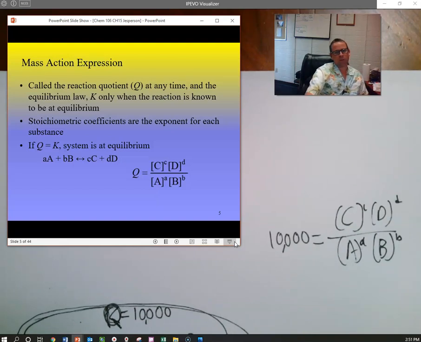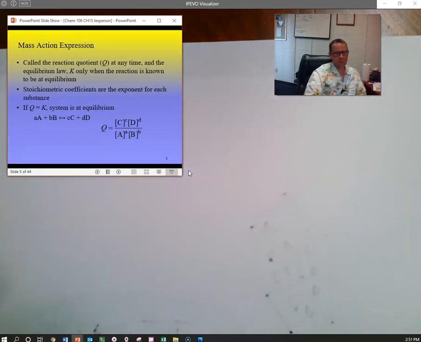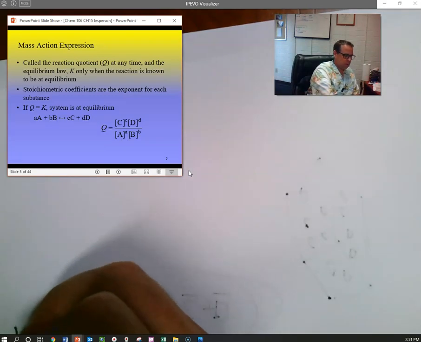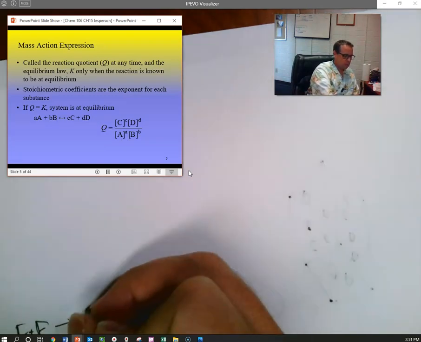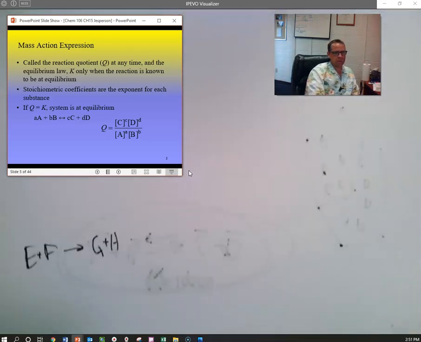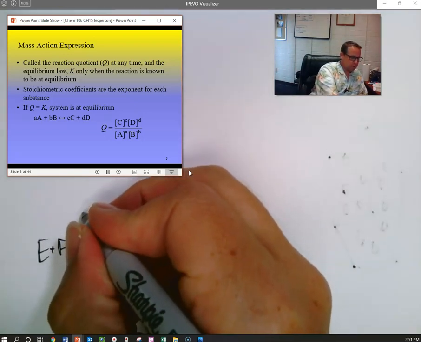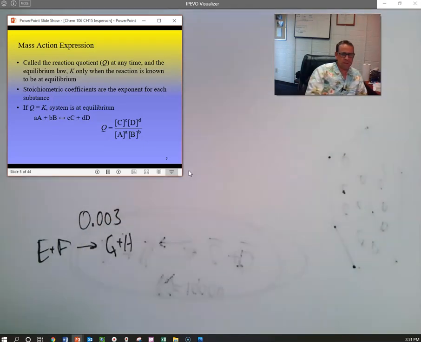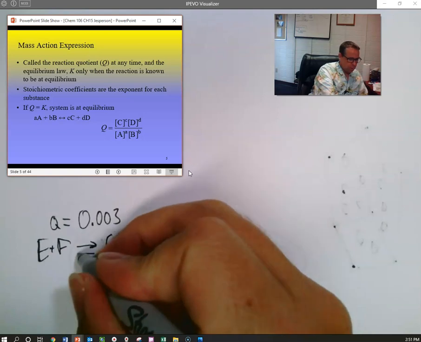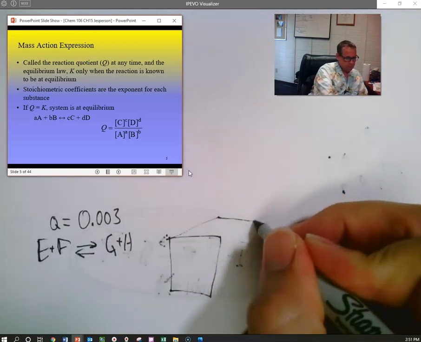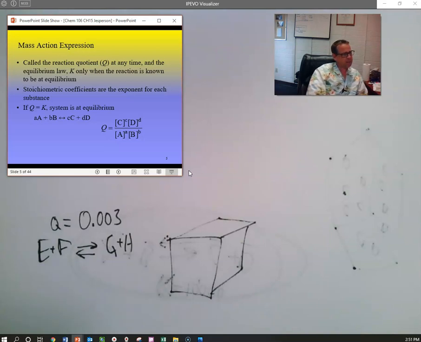All right? Different chemical reaction. For example, E and F coming together to form G and H. All right, so I have a different chemical reaction here. And if I tell you that the quotient for this value is 0.003, all right, the quotient for that value is 0.003. What does that tell us? Melissa, what does that tell us in terms of what will be in the box if I combine these two reactants together?